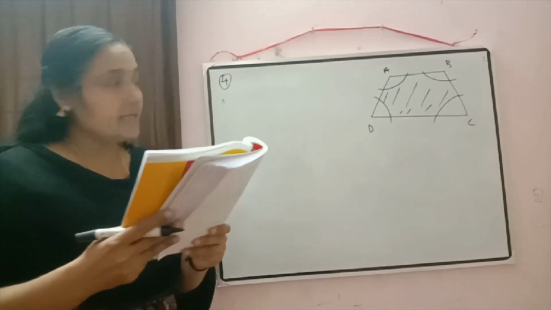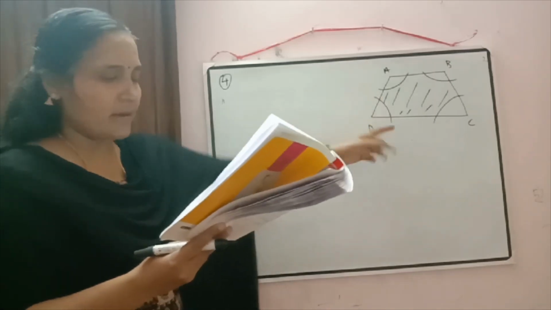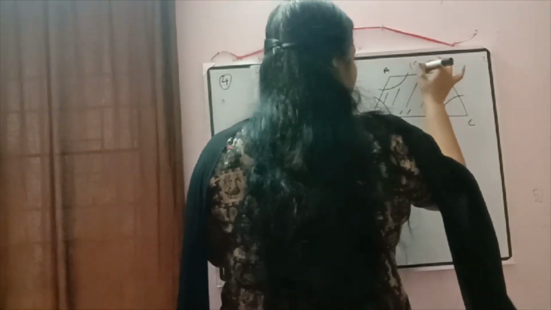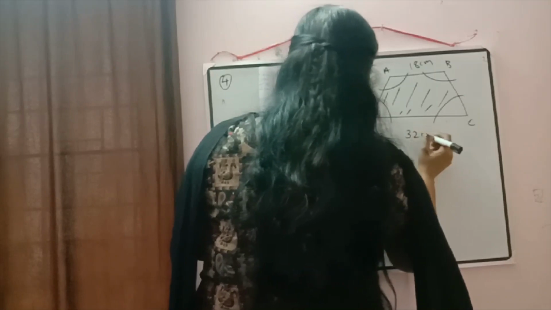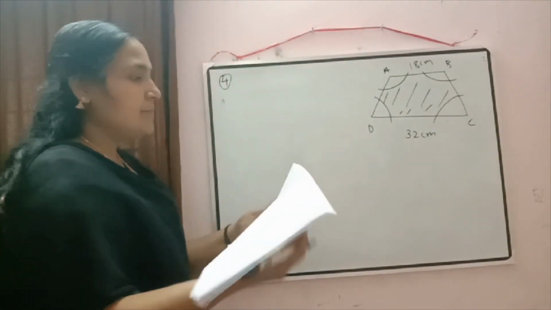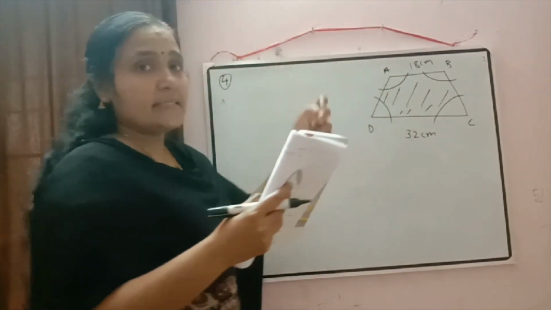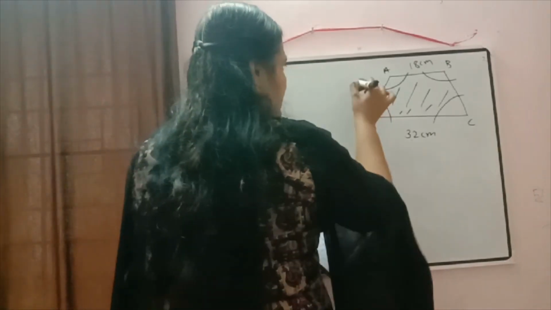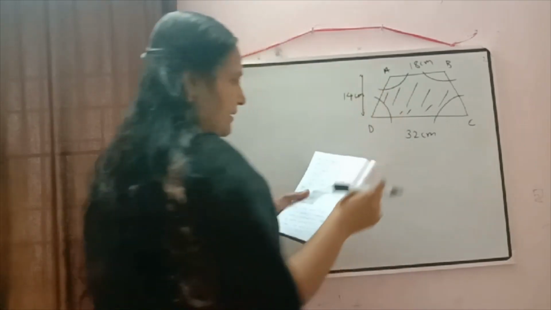Now in this question it is given ABCD is a trapezium with AB parallel to CD. AB is equal to 18 centimeter. DC is equal to 32 centimeter. Then distance between AB and DC. Distance whenever we are saying means that is the perpendicular distance. So distance between AB and DC is given here 14 centimeter.